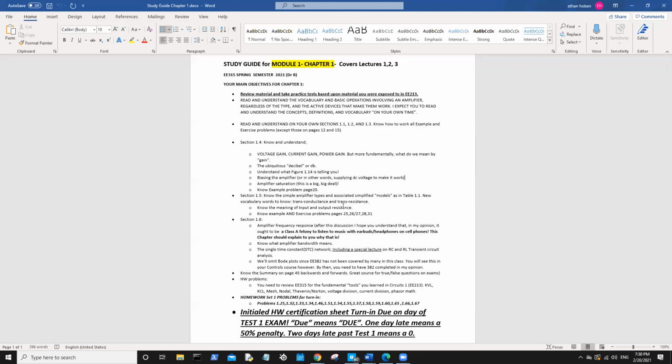Yeah, I don't think that one will show up, although I do think there's a chance this next thing shows up. Know what amplifier bandwidth is. So bandwidth is obviously what? Is bandwidth the frequencies that it can operate in? Yes, effectively, at least linearly, where outside of it, it will not.